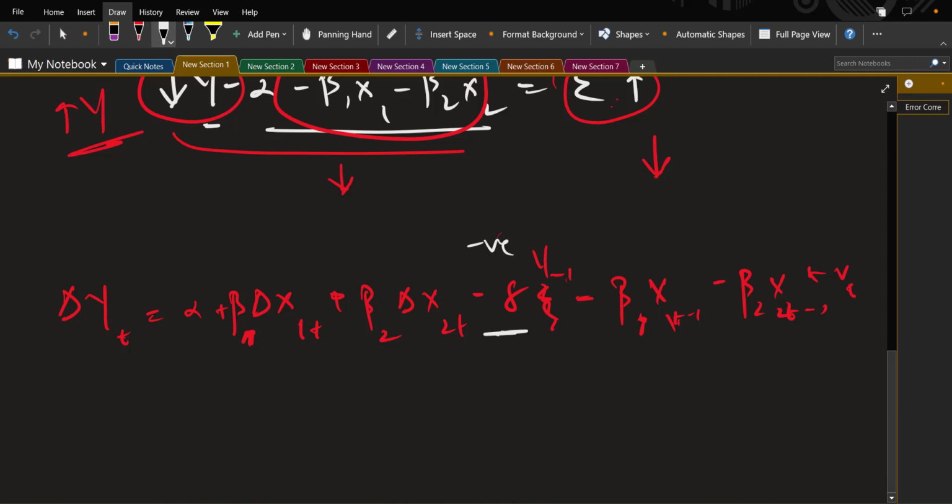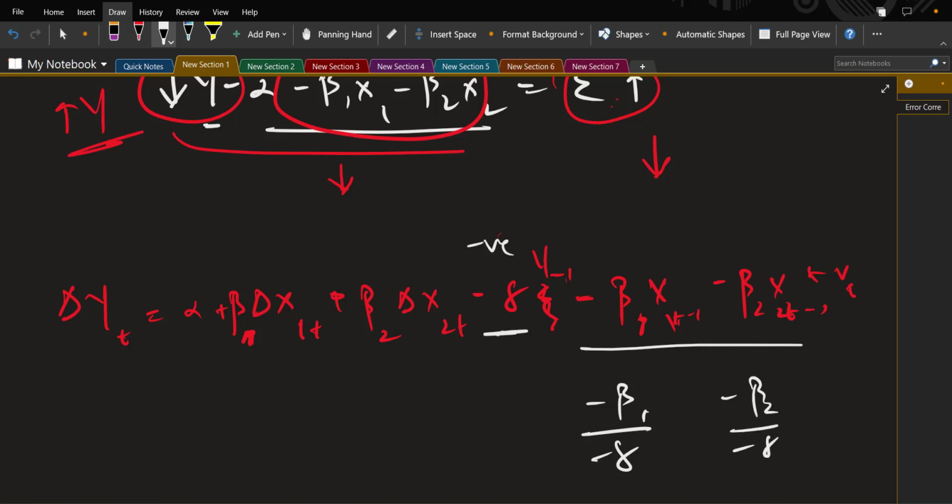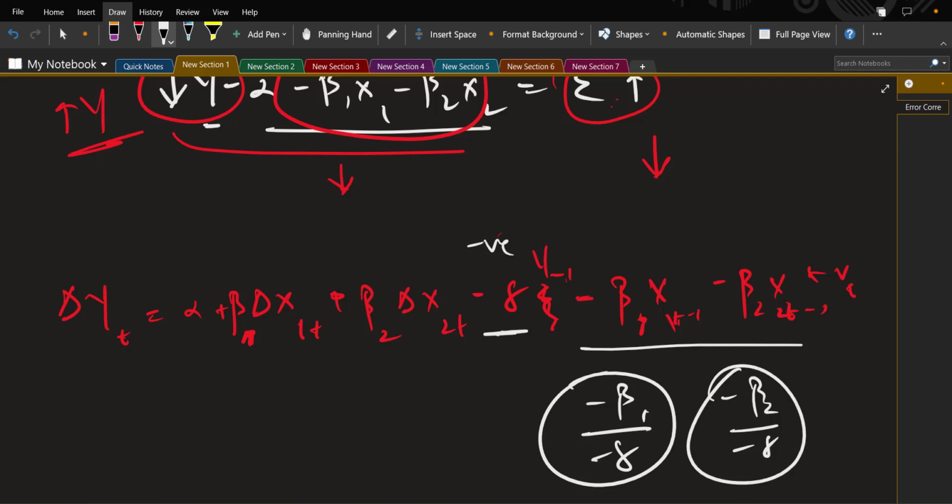Now the problem is here we cannot directly calculate the long run effect. So the long run effect is actually minus beta 1 over minus gamma for variable 1, and minus beta 2 over minus gamma for variable 2. So this way you can calculate the long run effect if you have the one-step ECM. So this way you can estimate.